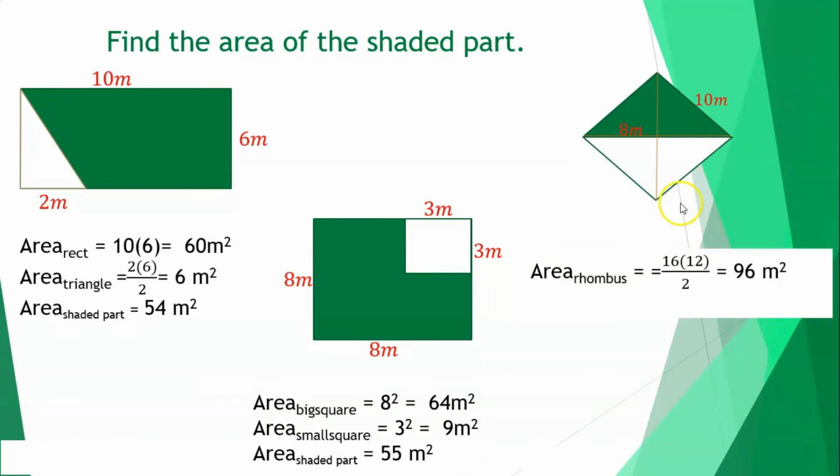Okay, now for this one, we have here the area of a rhombus. So this is 16. And how is 12 obtained? So take note, this is 10 and this is 8. So by Pythagorean theorem, that's 100 minus 64, or 36. Square root to that, this is 6 and this is also 6, so that would be 12. So area is 96 meters squared. So area of the shaded part is 48. Why 48? Because it is half of the rhombus. So take note of that.